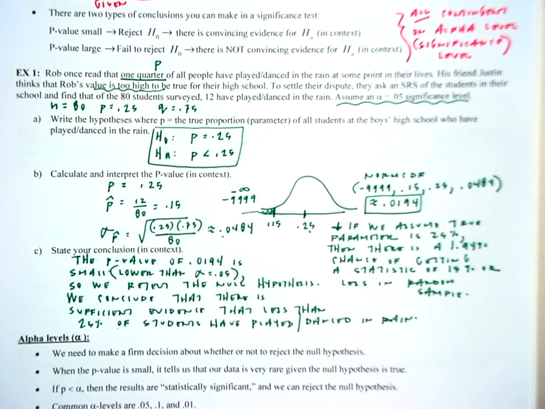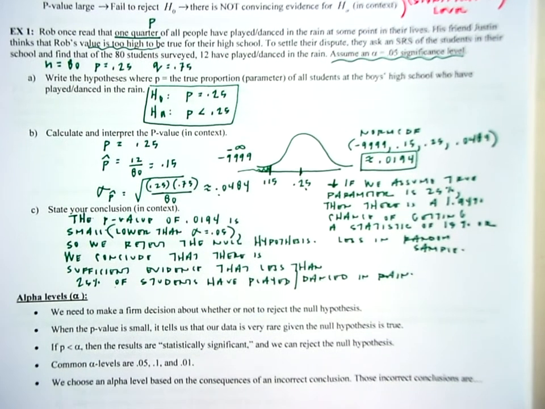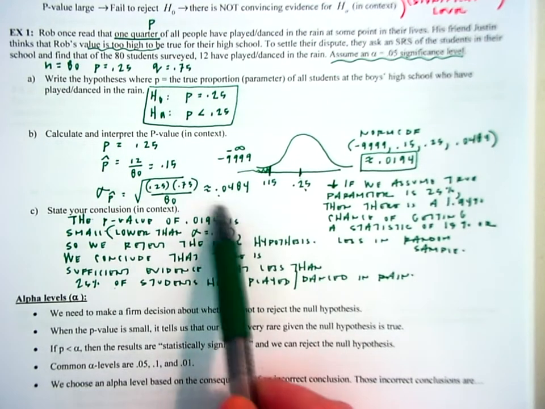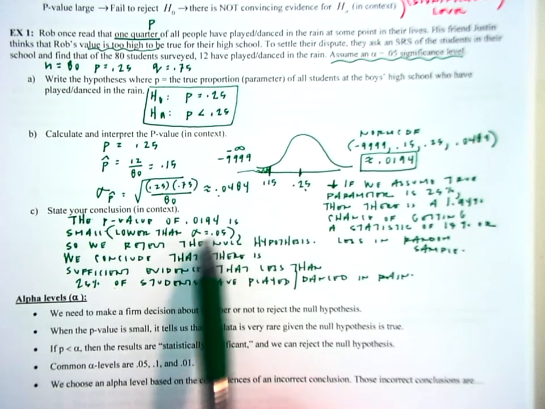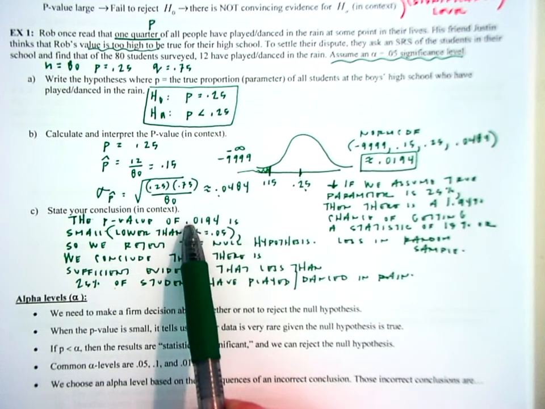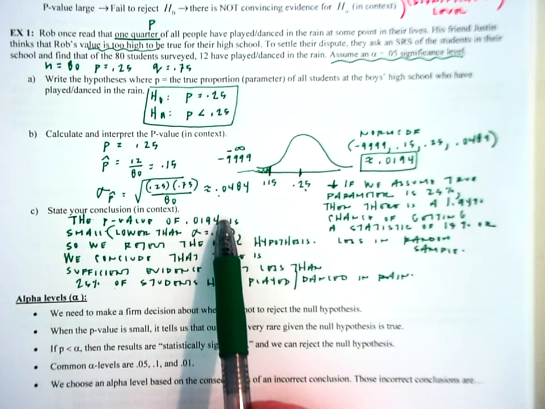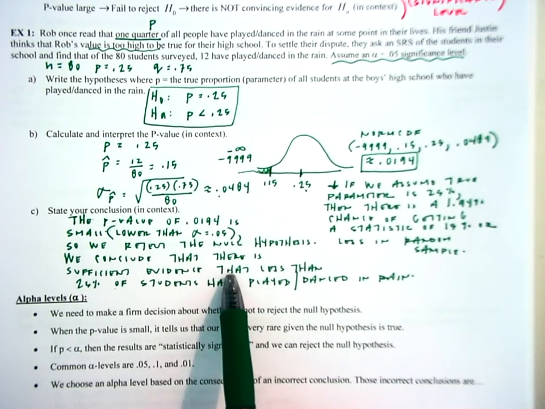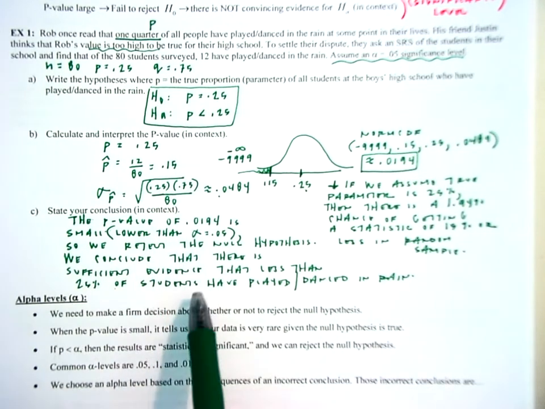All right, so again, I've always wanted you guys to be strong in concept. So here, just making sure that when you solve for the p-value, it is a probability. It is the likelihood of this scenario playing out if we are assuming that our null hypothesis is true. So we're seeing a probability that is less than the threshold that we set with the alpha level. So we're saying that this result is so unusual, we don't think the null hypothesis is true. We're going to reject it, and then in turn, we're going to argue in favor of the alternative. We think that there is sufficient evidence of the alternative right here, that less than 25% of students have played or danced in the rain.